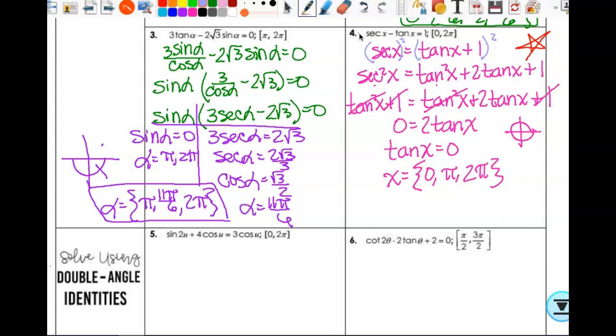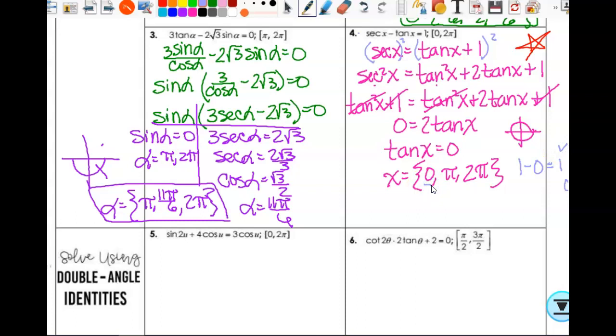1, okay? And the reciprocal of 1 is 1, so I'm going to write down 1. So secant of 0 is 1 minus, what's the tangent of 0? 0, right? And then equals 1. Well, that works, right? That works, so we like that one.